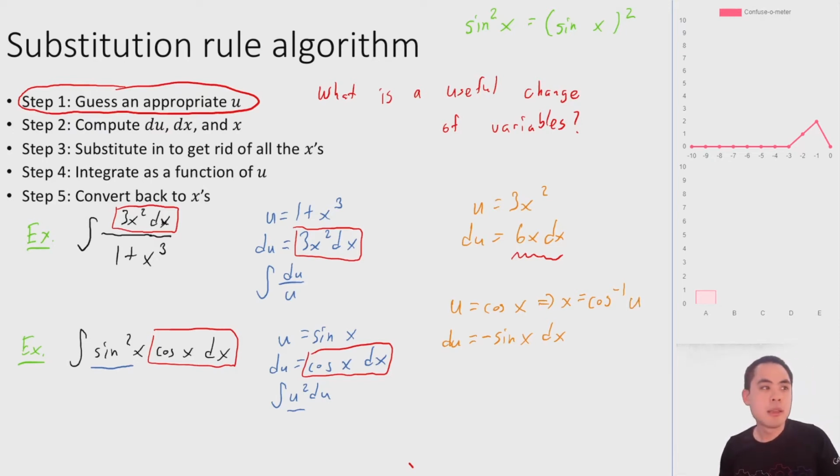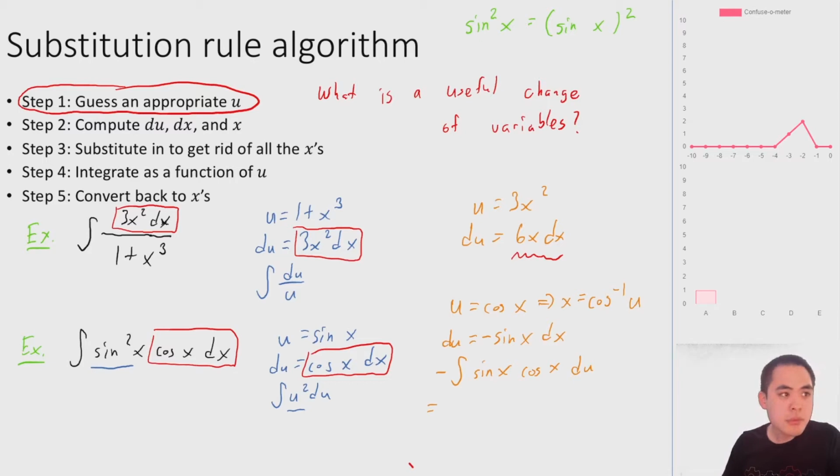Okay? So then when you convert this all together, what you end up getting is minus the integral of sine x cosine x du. Because du is minus sine x dx, and so when you multiply that in, you get the right thing. But of course, you want to get rid of all the x's. So this is equal to minus the integral of sine of, well, the cosine of x here turns into just another u. But the problem is the sine of x doesn't, so you end up getting sine of cosine inverse u, all of this times u du.